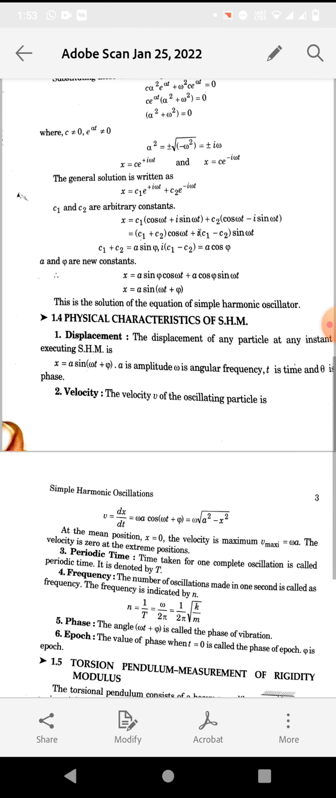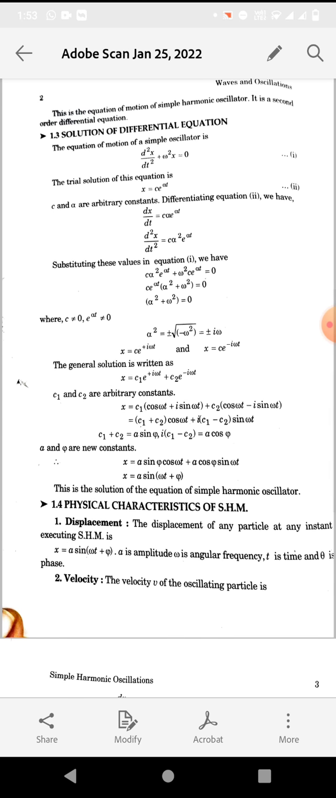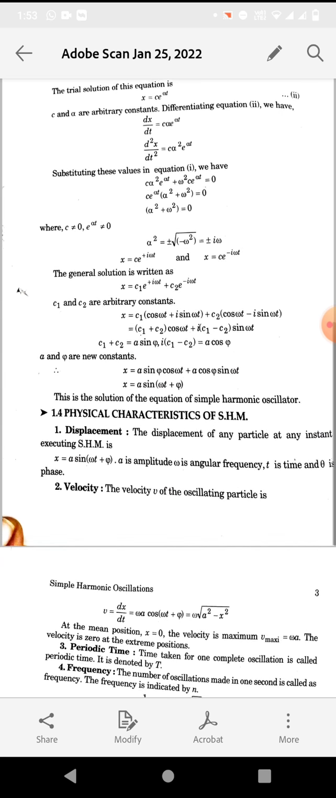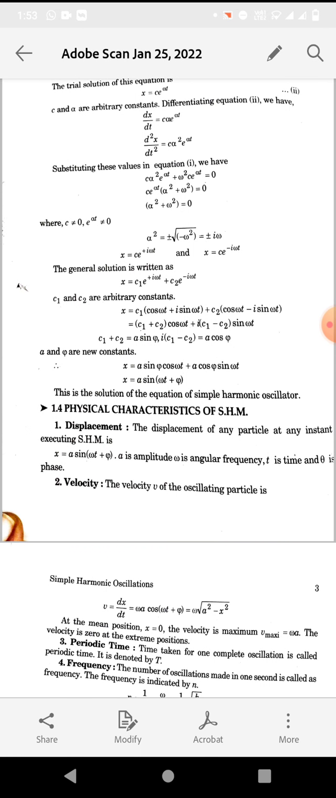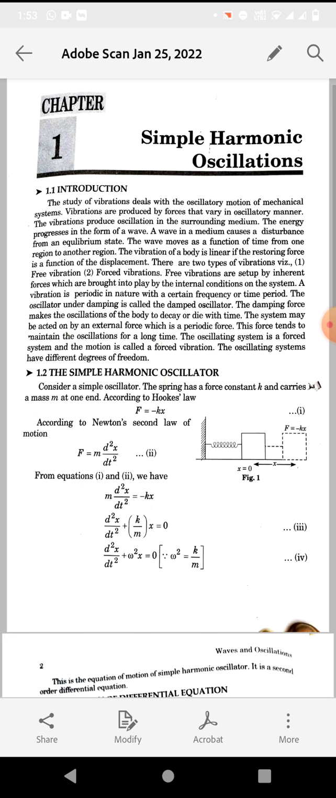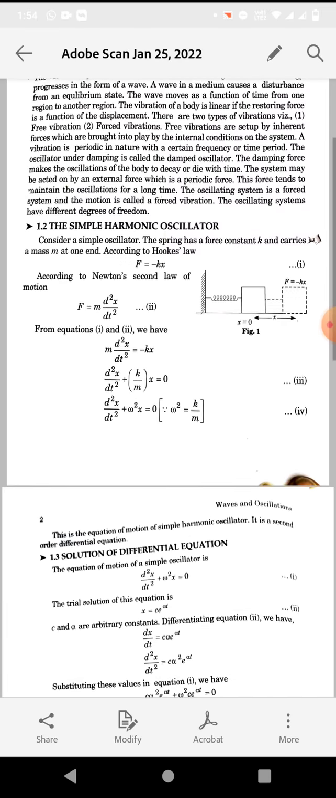These are the physical characteristics of simple harmonic motion, the simple harmonic motion equation, and its general solution. This type of question is very important for the semester exams. Very important question: what is simple harmonic motion, what is the simple harmonic oscillator equation, what is its general solution.